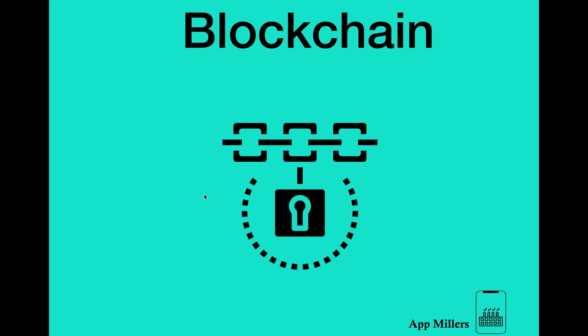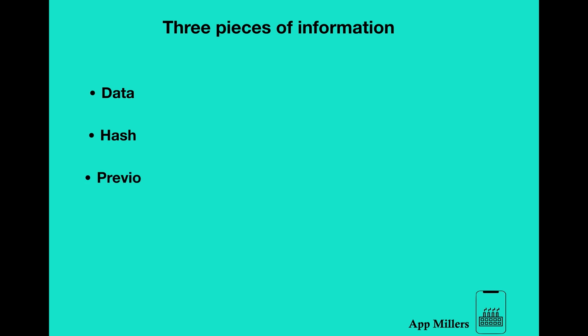Okay, how does it work? As the name implies, blockchain is a chain comprised of different blocks strung together. Each block contains three pieces of information: the data, the hash, and the previous block's hash. Actually, let's identify what these components are.